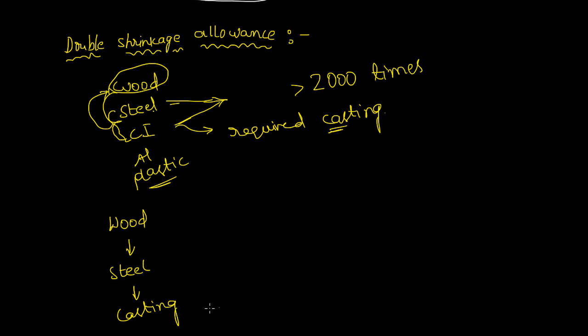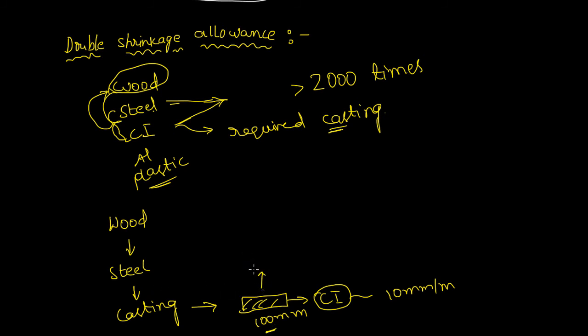For example, I want to produce a casting of 100 mm size, right? So take a casting material as, for example, cast iron. I want to cast the cast iron. I know the cast iron shrinkage value is 10 mm per meter length. That means it will shrink by 1 mm per 100 mm length. That means I have to make the pattern greater than that 100 mm, that means 101 or 102 mm. Then only, after solidification, I get the 100 mm size.